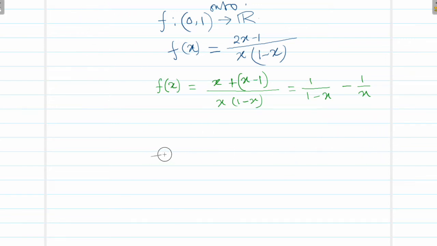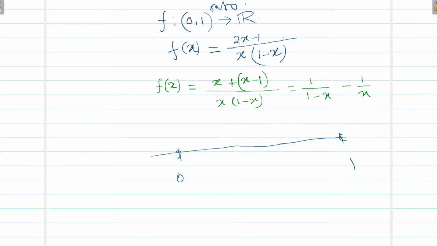Rather, what we will do here is the following. First of all, the domain is (0, 1). Somewhere it is 0 and somewhere it is 1, right? And (0, 1) is open, so 0 is excluded and 1 is also excluded. So this is my domain, and the function is something like this.